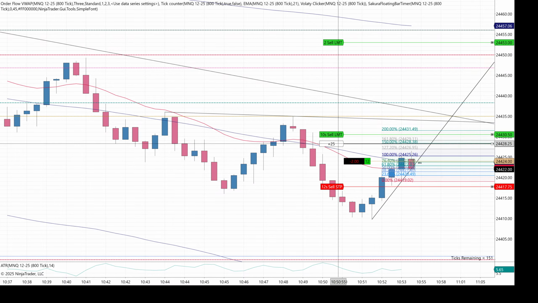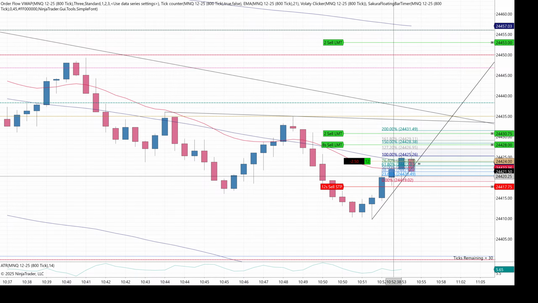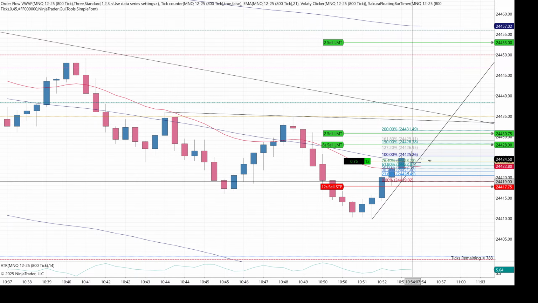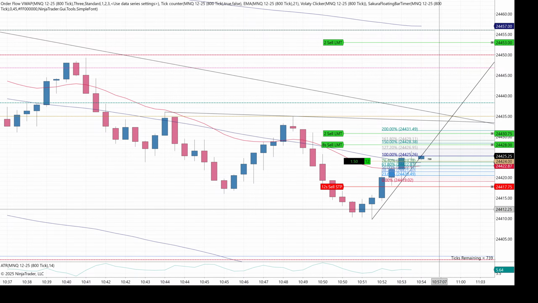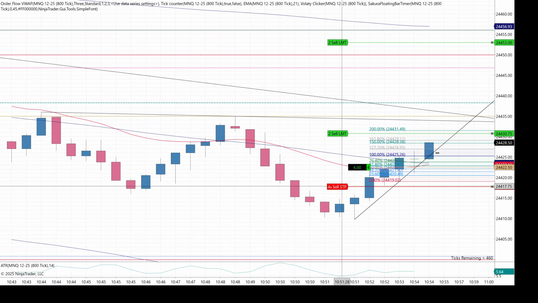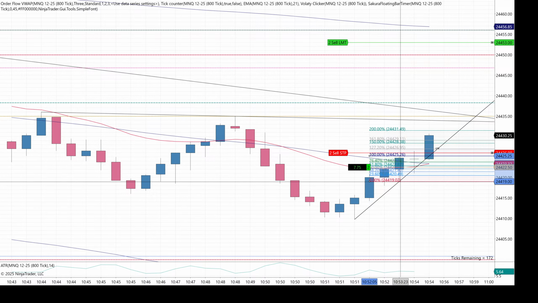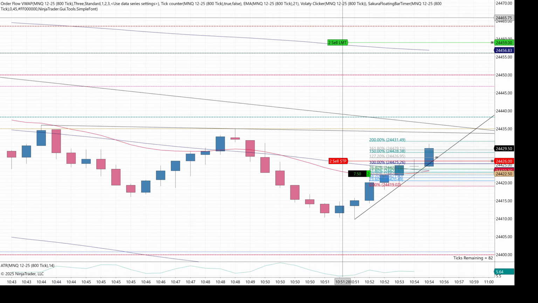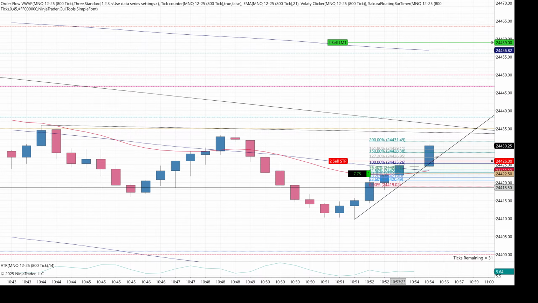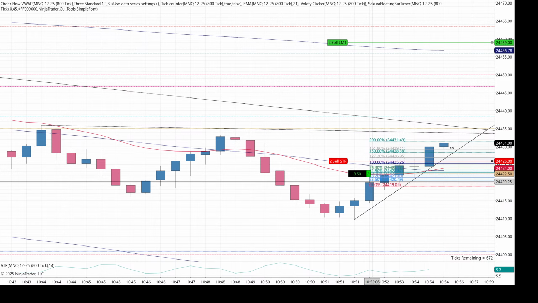Okay, we added at 50% pullback. Want it to go up now. Okay, we got it. Got both targets. We have a runner now. Go, Barry, go.